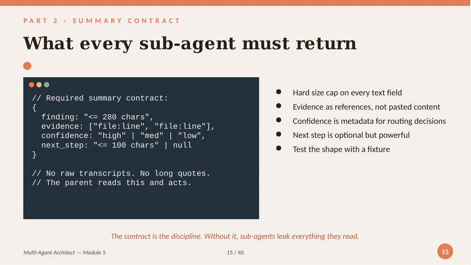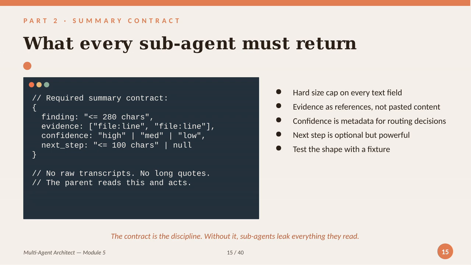Without caps, subagents will leak everything they read into their summaries. They're trained to be helpful, and dumping the source material feels helpful. The cap forces them to actually summarize. Evidence as references, not pasted content. If the subagent finds the bug at line 47 of authController.ts, the summary returns the file path and line number, not the code at that line. The parent can read the code if it needs to.